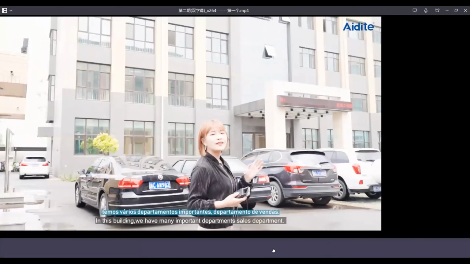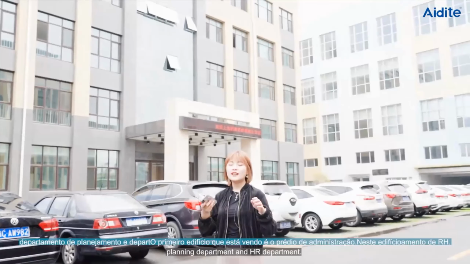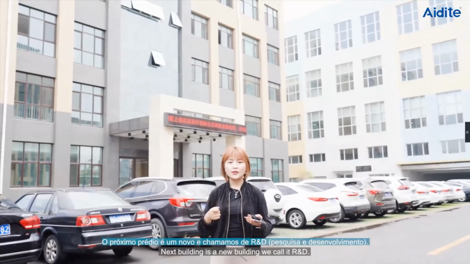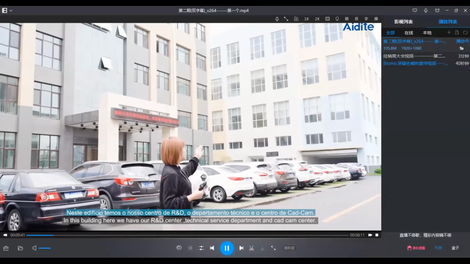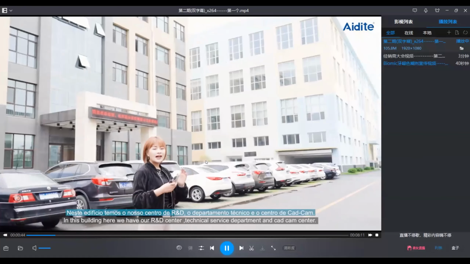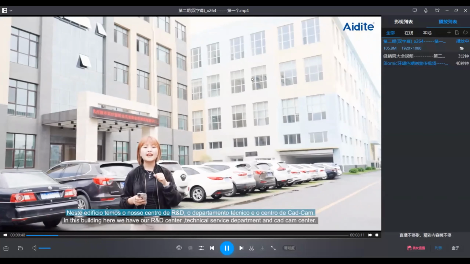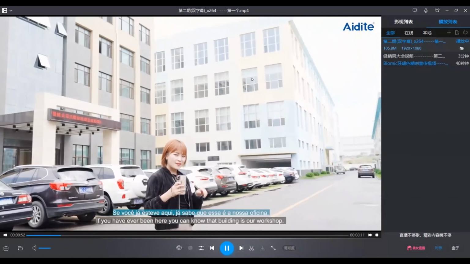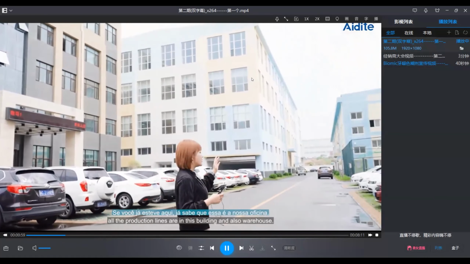In this one we have many important departments like the sales department, planning department, and also our HR department. The next building is our new building. We call it the R&D building. In this building we have our R&D center, technical service department, and also our CAD/CAM department. The next building, if you have ever been here, you will know is our workshop. We have all of our production line in this building.